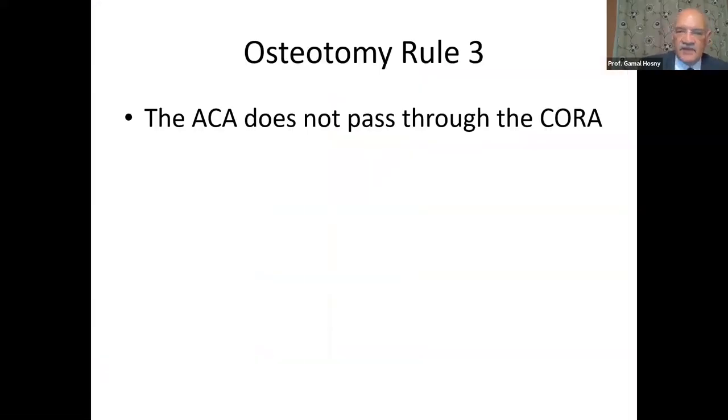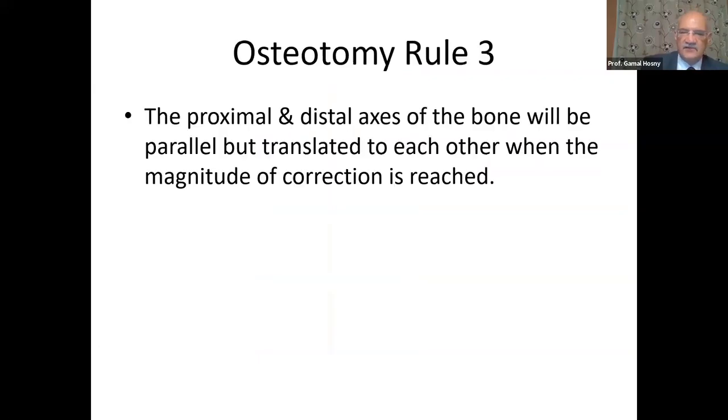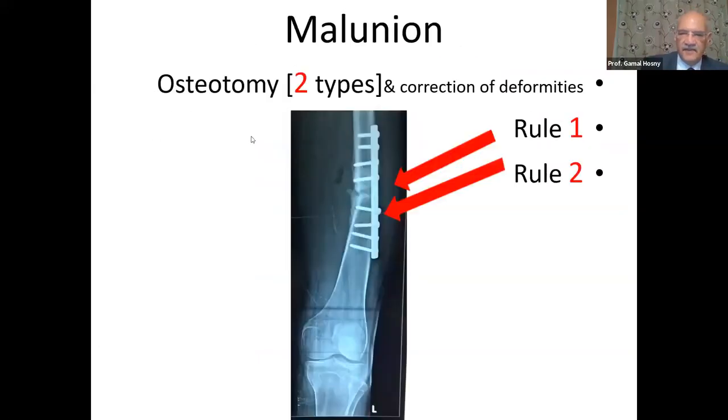Osteotomy rule number 3, the ACA does not pass through the CORA, so the 3 elements, the ACA, CORA, and osteotomy, are not on the same line. And this is a clinical example. This is malunion of a fracture. If you want to apply rule number 1, you do your osteotomy exactly at the same place of the fracture, because the site of the fracture is the site of the CORA.